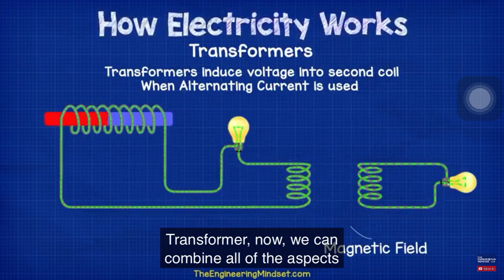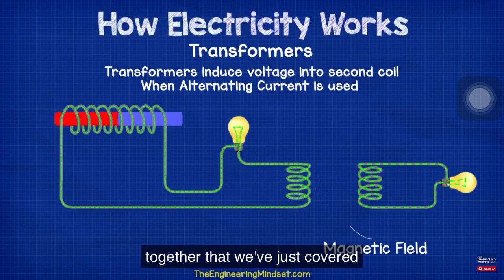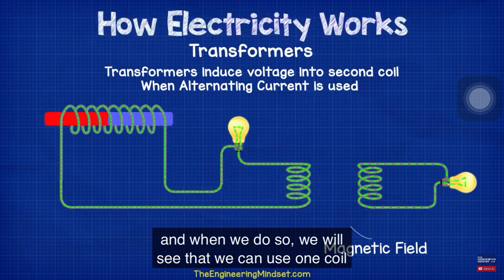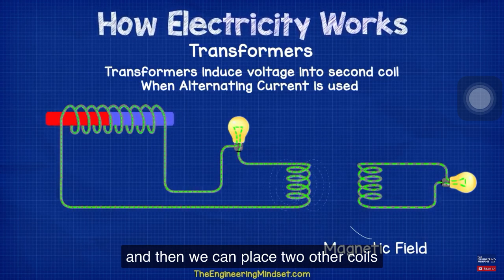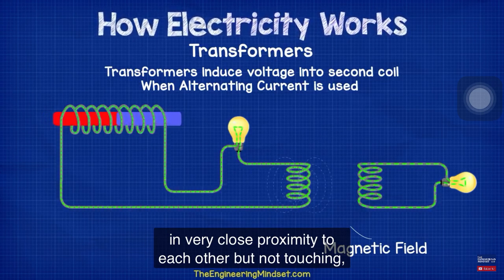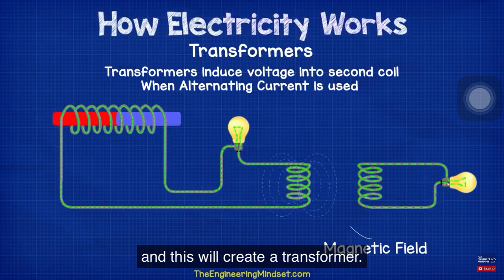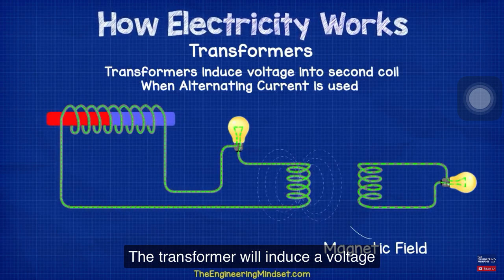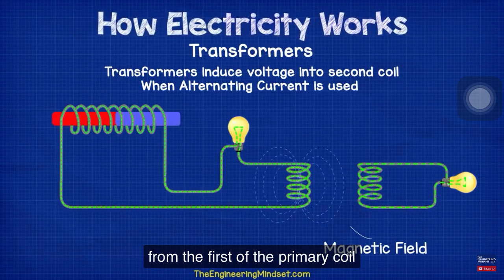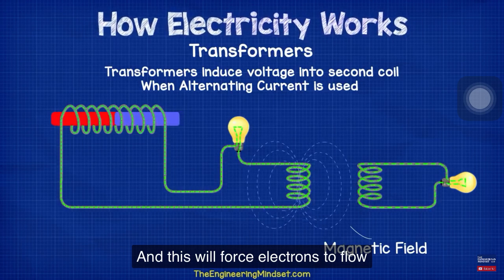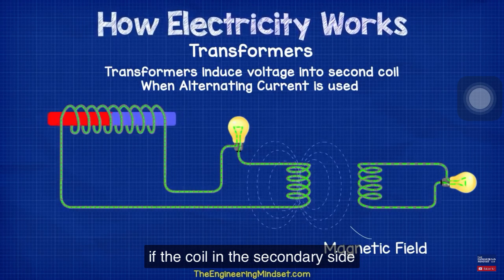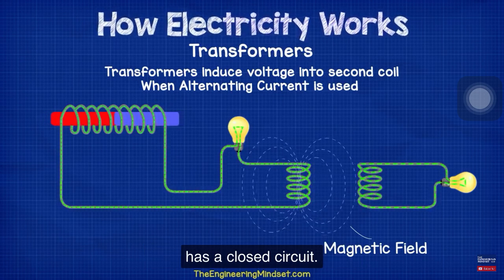Transformer. Now we can combine all of the aspects together that we've just covered, and when we do so we'll see that we can use one coil to generate electricity, and then we can place two other coils in very close proximity to each other but not touching, and this will create a transformer. The transformer will induce a voltage from the first or primary coil over into the secondary coil, and this will force electrons to flow if the coil on the secondary side has a closed circuit.